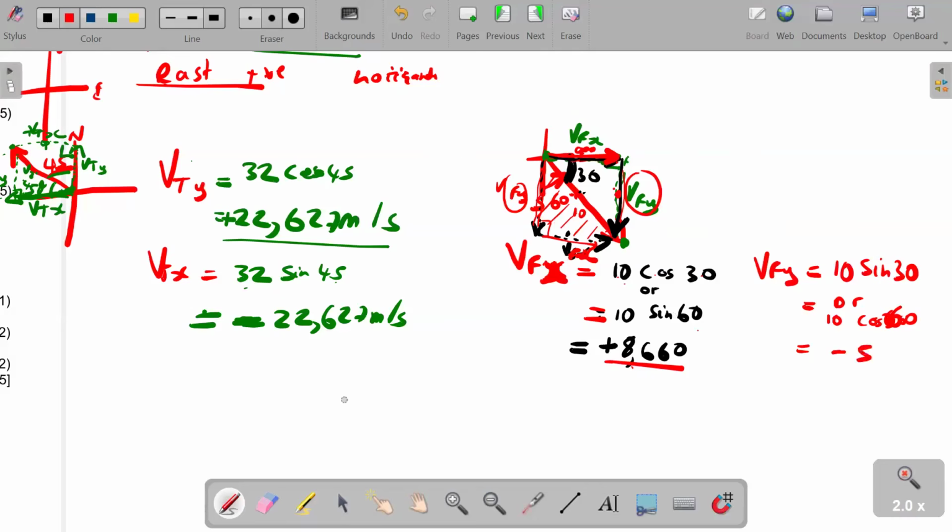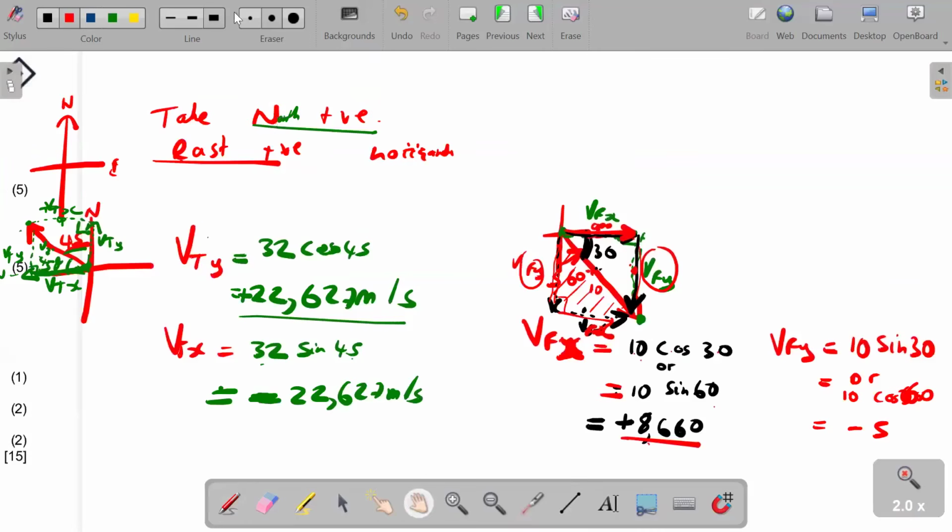Where is the negative coming from now? What did I take as positive? I took north as positive. But from the look of things, my VFY is going downwards. My VFY is going downwards. So for that reason, it's going to be negative because it's opposing the direction I took as positive.